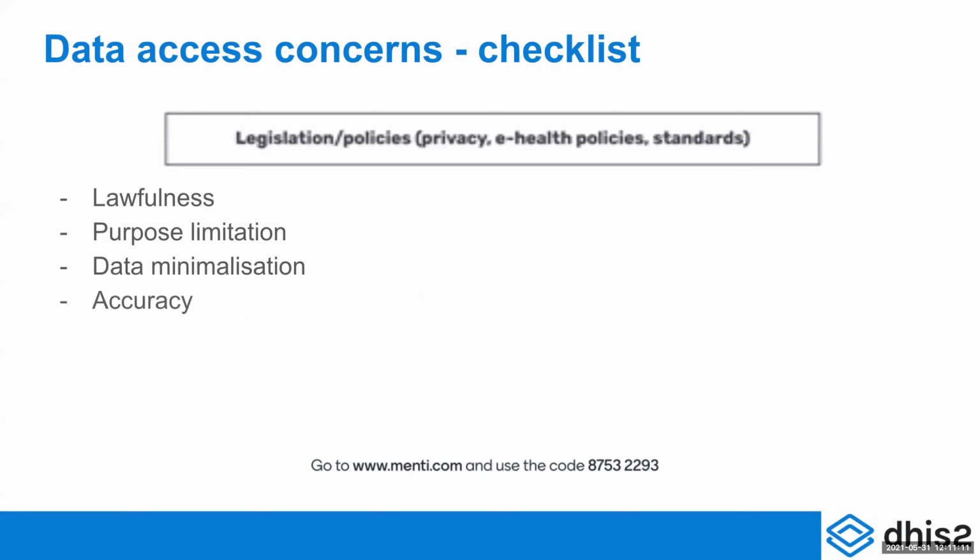Accuracy is the next one. If we have data, they should be accurate and up to date. If they become incorrect or out of date, they should be rectified or deleted. And if they're not, they will contain potentially false information as time passes.